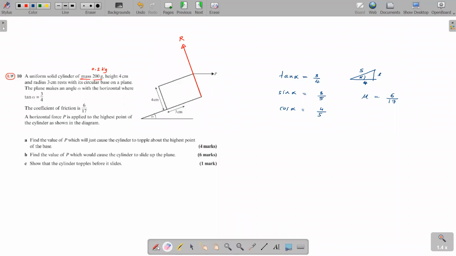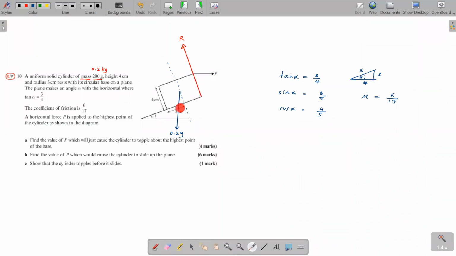I'm trying to mark the axis of symmetry of the cylinder. All right, guys, so the weight will act in the middle. That's 0.2 G. And you'll have the normal reaction acting over here. And guys, there's a coefficient of friction, so that means you do have friction here.